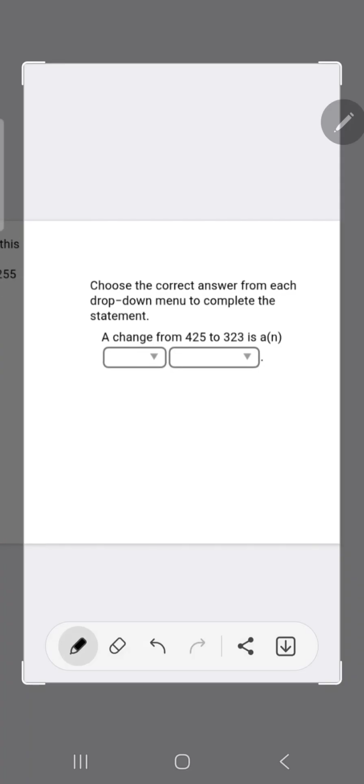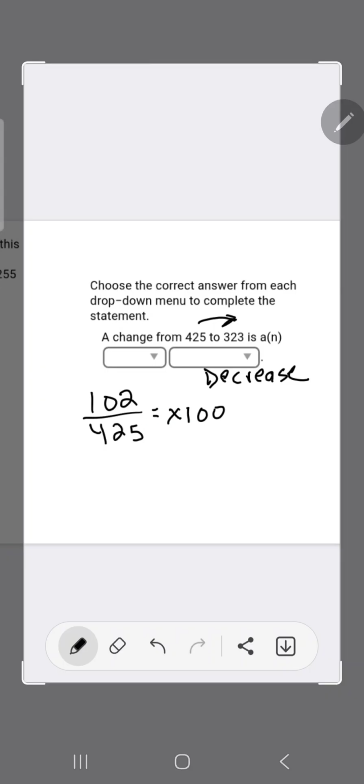In the last problem, we're going from 425 to 323. It's a difference of 102, and for the drop-down box, it would be a decrease because the number went down. Increase or decrease is just found by looking at the two numbers and deciding whether it went up or down. Still dividing by the original, which is 425, multiply by 100. So 102 divided by 425, and then multiply that by 100, is exactly 24% with no decimals.